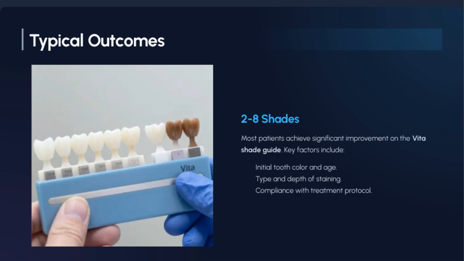Most patients, however, tend to show significant improvement when we use the Vita Shade Guide. Typically, we see a change of about 2 to 8 shades, which can make a real difference in their smile. The key takeaway here is that while individual factors vary, understanding these elements helps us set realistic expectations and tailor our treatment plans for the best possible results.